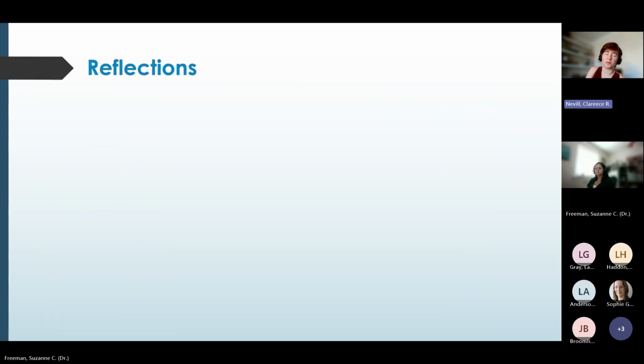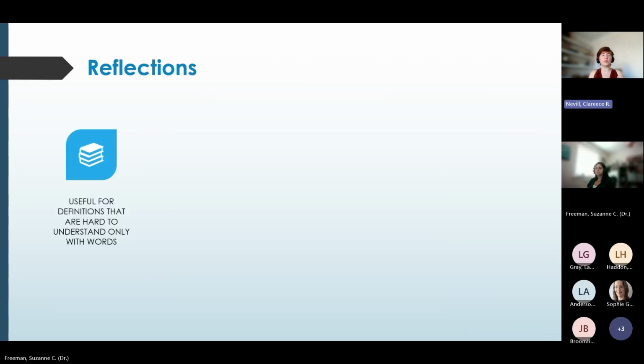So just to finish off with some reflections on the visualizations. I still think it was a really useful piece of work that we did, especially for those definitions that are hard to understand with only words. And like Suzanne said earlier, for accessibility, people that just get information through visuals, it helps expand that.